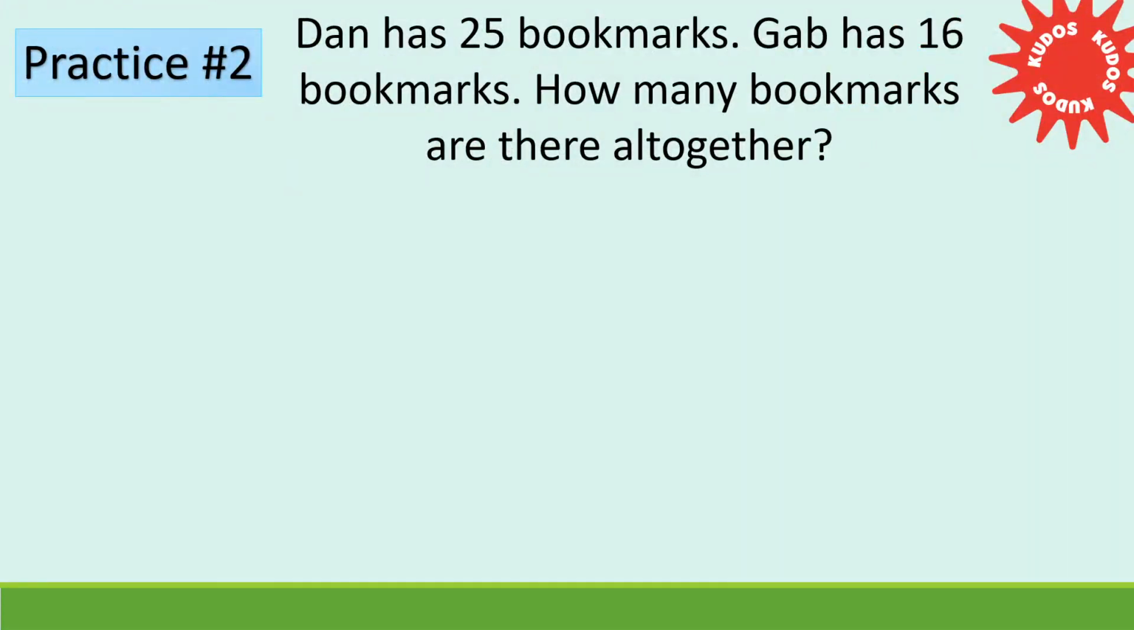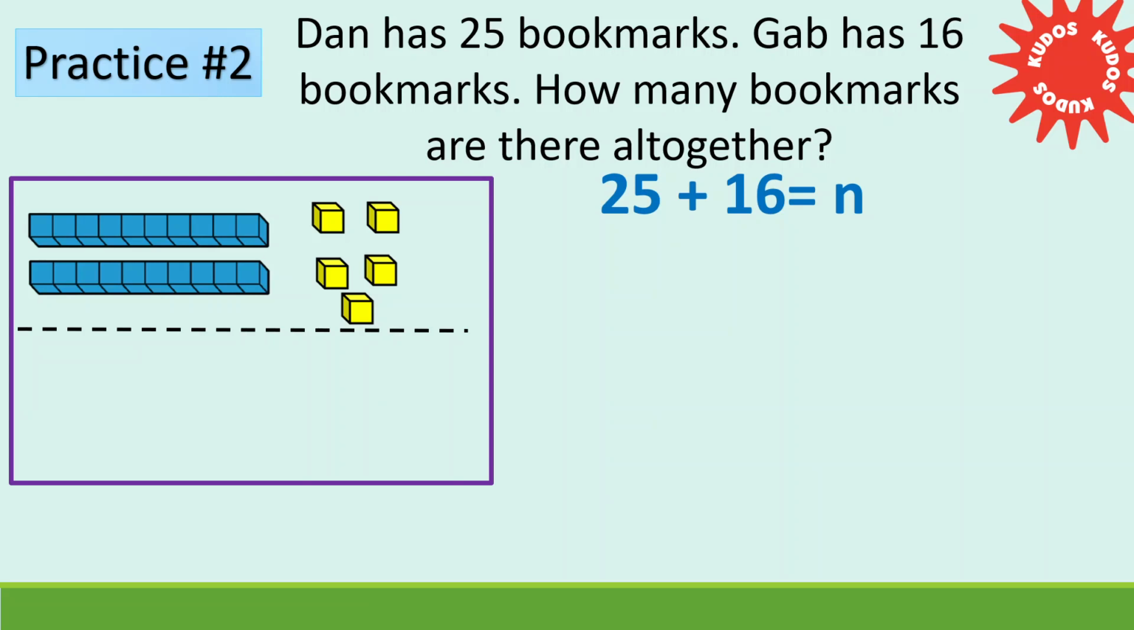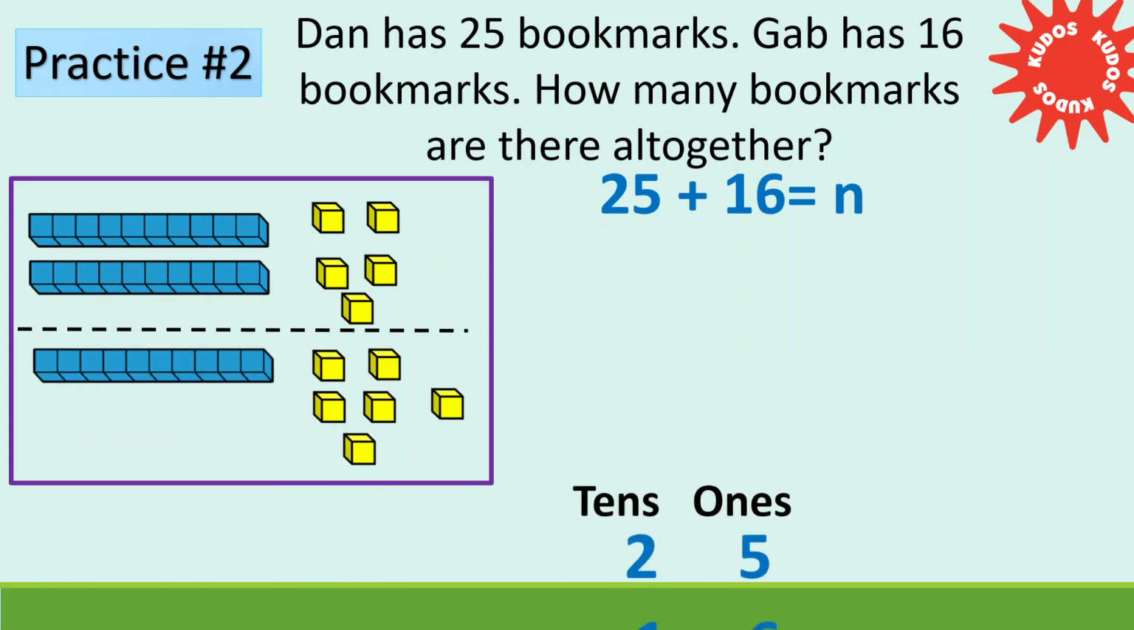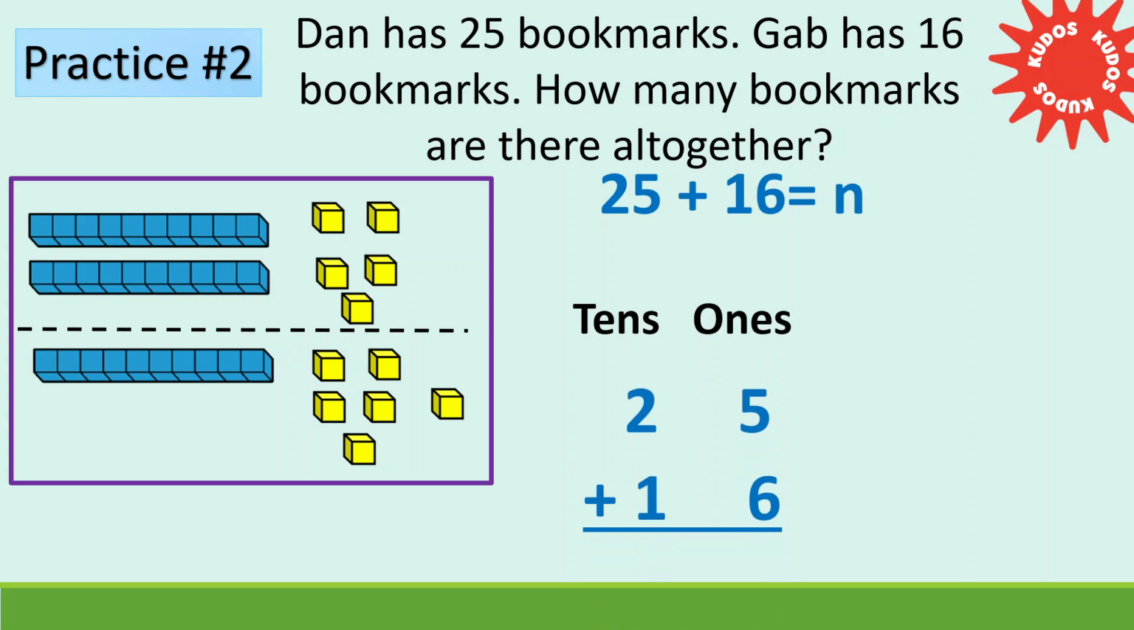Dan has 25 bookmarks. Gab has 16 bookmarks. How many bookmarks are there altogether? What's our addition sentence? Alright, so we have 25 plus 16. Okay, so let's represent these addends using the base 10 blocks. 2 tens and 5 ones plus 1 ten and 6 ones. And then write it in vertical form.